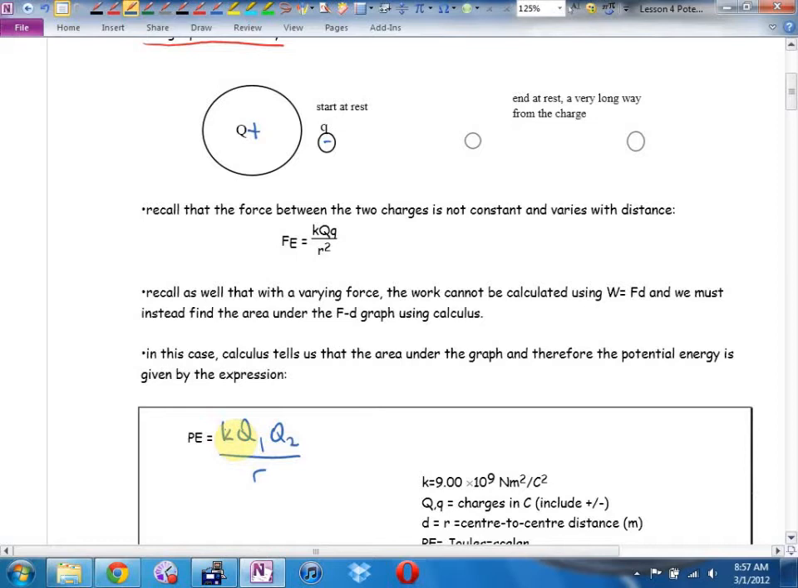What about a positive charge? Suppose this was positive. Which way does it want to fall?